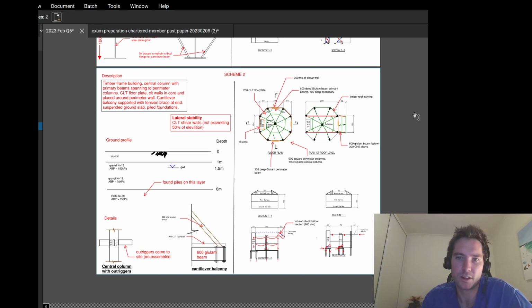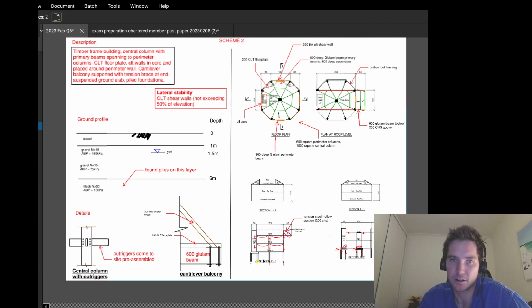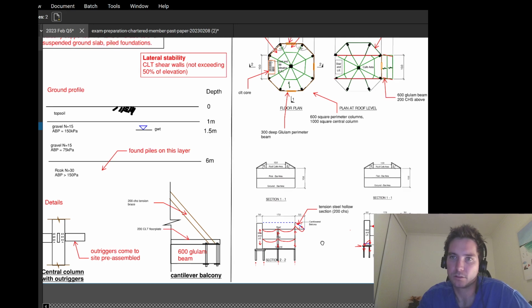And another one is the fact that I'm not excavating out this topsoil, because I'm using piles to get down to the rock layer, and I'd have a ground slab suspended from these piles.